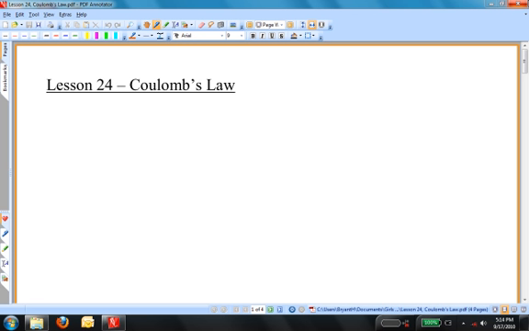Let me remind you, back from lesson 21, one of the basic facts we enunciated about electrical forces is that there are two types of electrical objects, which we can call positive and negative, and they can exert forces on each other. We say that like forces repel and unlike forces attract.